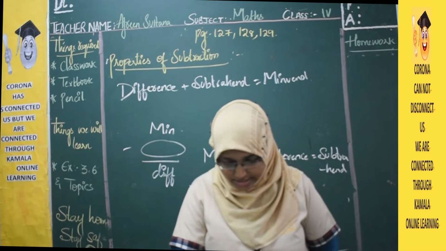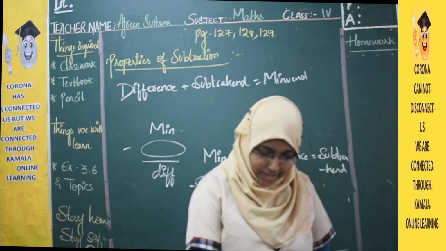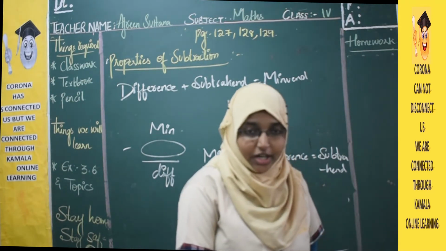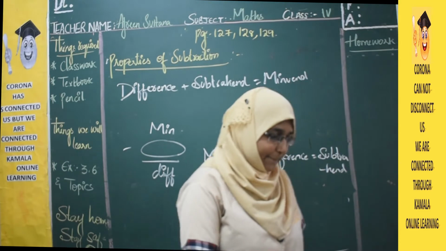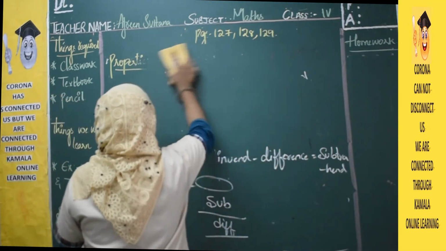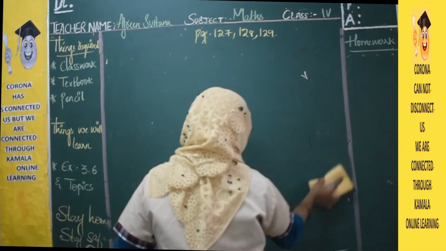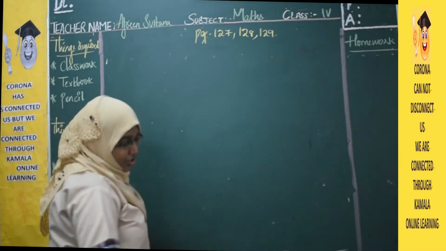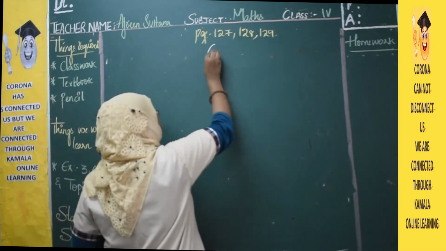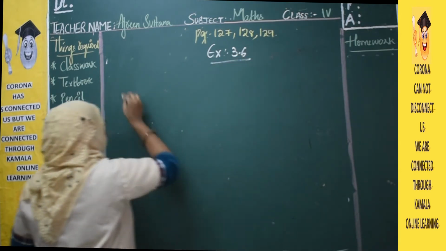Let us move to exercise 3.6. The first and second bit we can do in our textbook itself. So please open your textbook, page number 128, and be ready with your pencil. Exercise 3.6, page number 128. So the first bit.